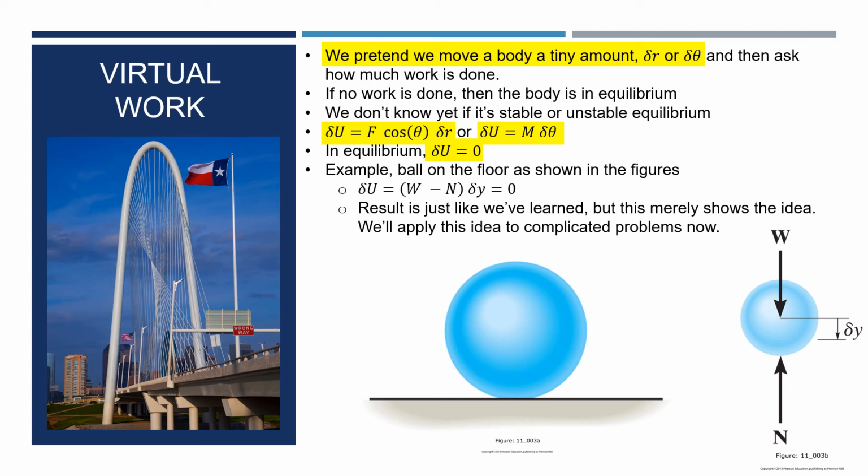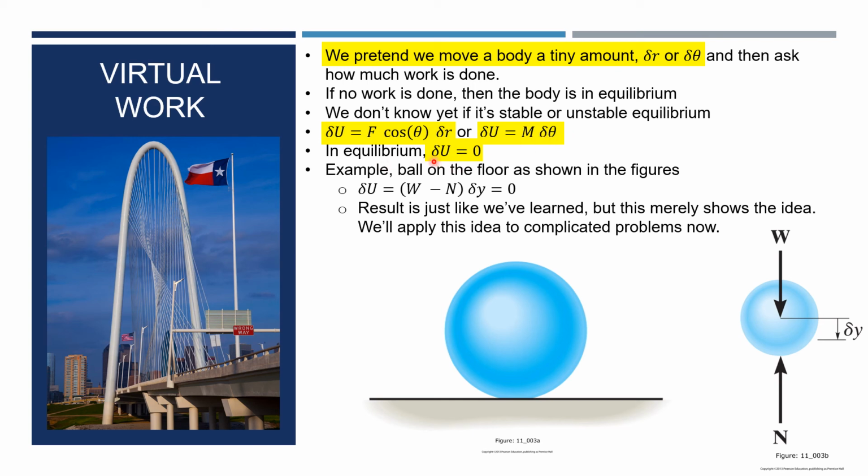Virtual work. What we do here is we pretend to do work. We move the body a tiny amount, either distance or angle, and ask how much work is done. Usually just one. We want to simplify problems. If no work is done, then the body is in equilibrium. We don't know yet if it's a stable or unstable equilibrium. We use the symbol, the lowercase Greek delta. It's a delta again, to mean this is a virtual displacement. That's all this means. It's like a differential. That is, we're going to take the limit as it goes to zero, but the delta out in front just means it's virtual work. It's a virtual displacement. Virtual displacement here, virtual displacement angle here.